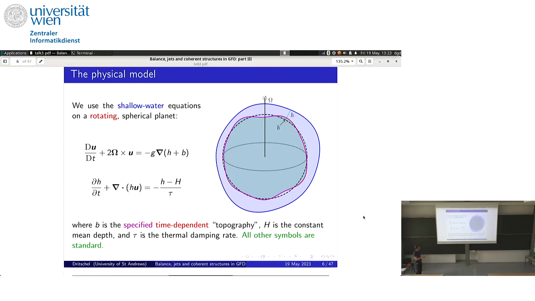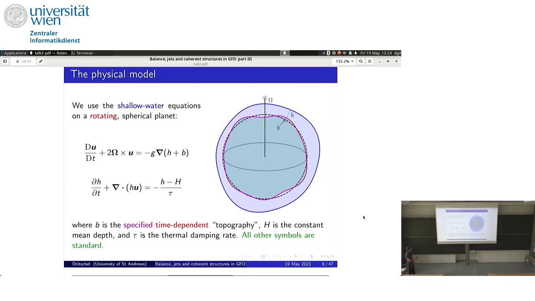So 2 omega is 4, yeah, exactly. I'm going to take omega to be 2 pi in what comes. So basically every unit time, the planet rotates once. One time unit will be one revolution. So when you see simulations where you're seeing time 10,000, it's 10,000 days of rotation.